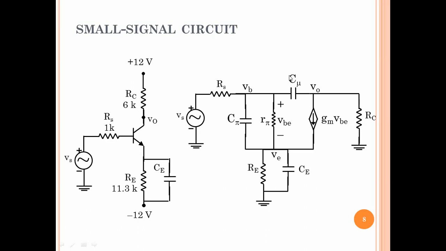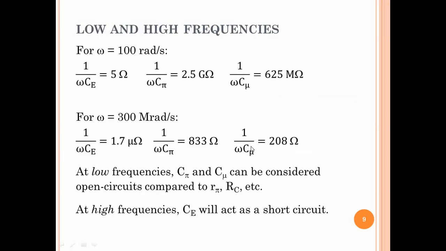Similarly, this is also very large. If you look at current coming in here, and now C pi is not there, the current can either go down or it can go into C mu, but the impedance of C mu is far greater than R pi. So we say that no current, or a very, very small current, will go through C mu also, and therefore effectively we assume that C mu is an open circuit at low frequencies. Alright, and so while doing a low frequency analysis, we can ignore C pi and C mu. CE of course stays, so CE is 5 ohms, which is much smaller, so it will stay.